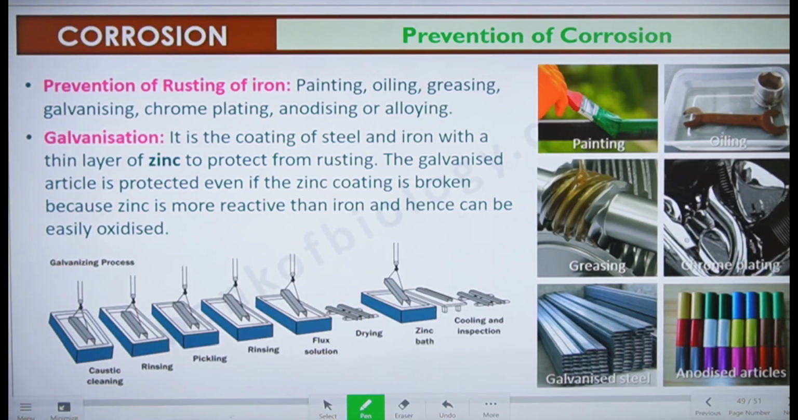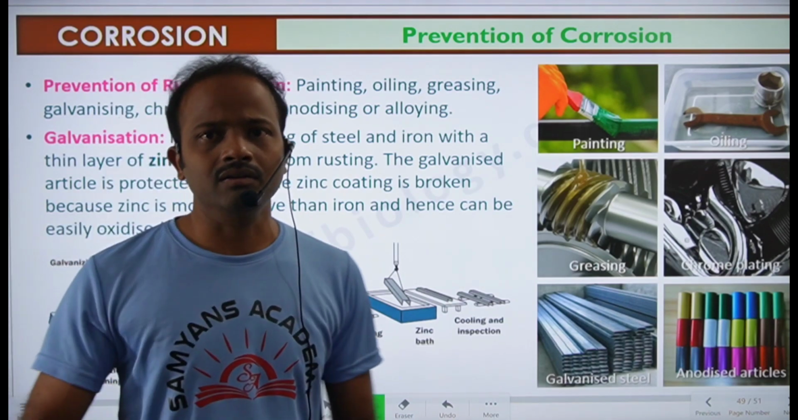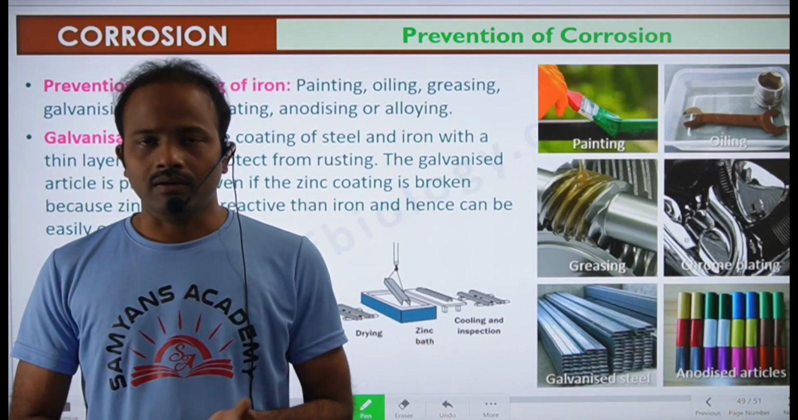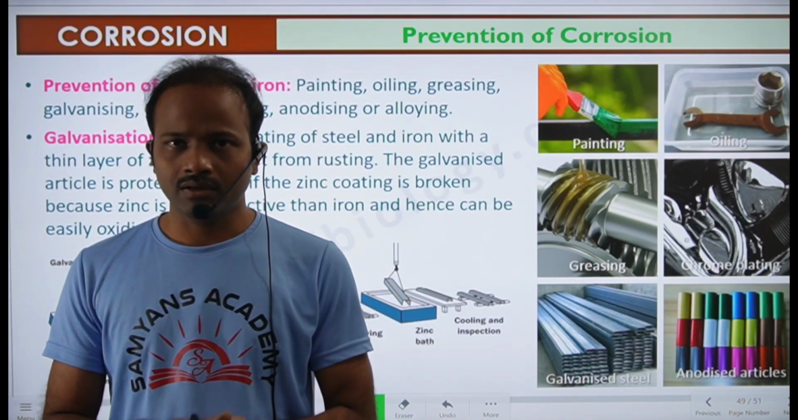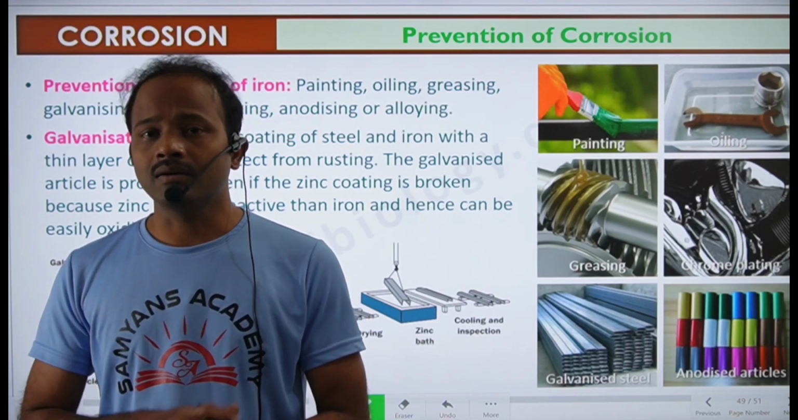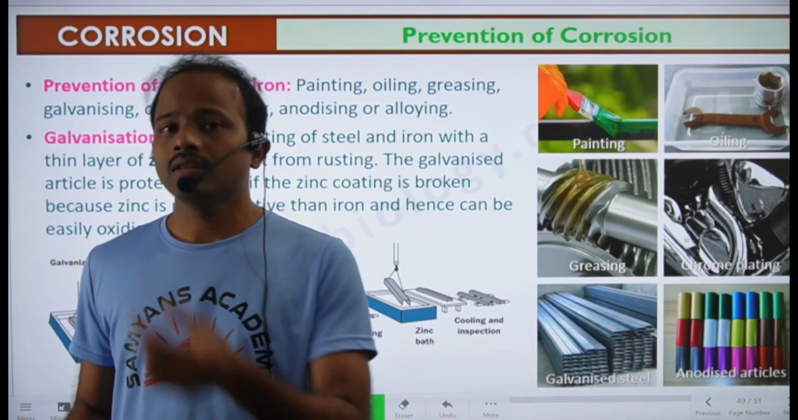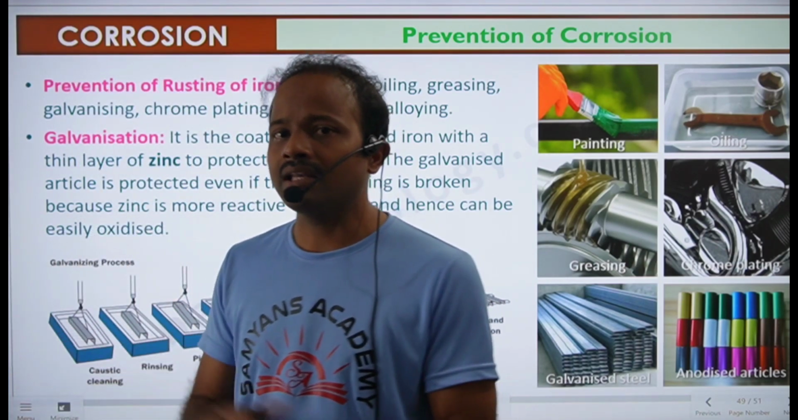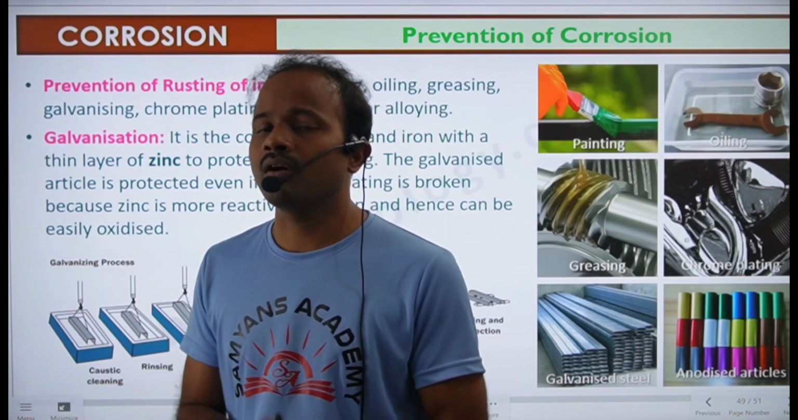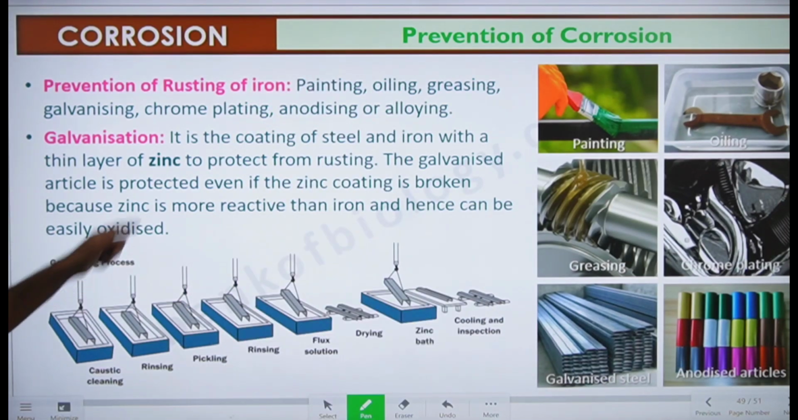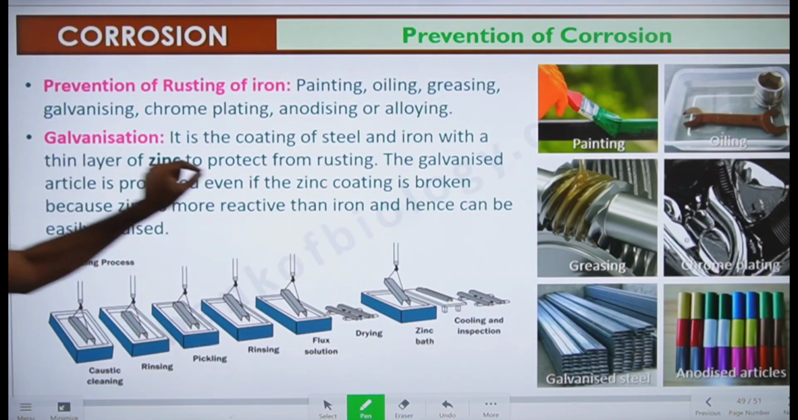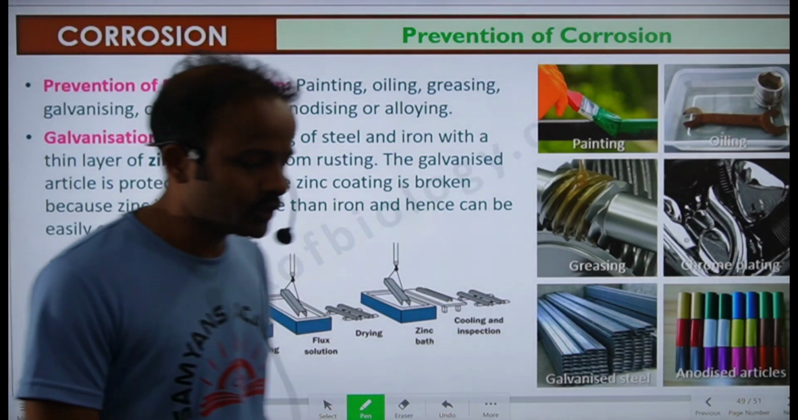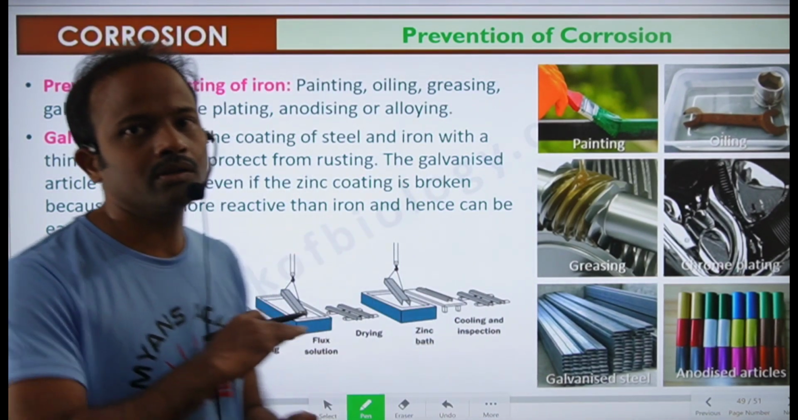What is galvanization? In the reactivity order, we have zinc, iron, lead, right? Zinc is more reactive than iron. When iron articles are coated with zinc, then iron is prevented from corrosion. It means that on a low reactivity metal, when you apply a high reactivity metal as a coating, that process we call galvanization. Galvanization means coating of steel and iron with a thin layer of zinc to protect from rusting. Okay, to protect the iron articles, we just coat them with zinc.